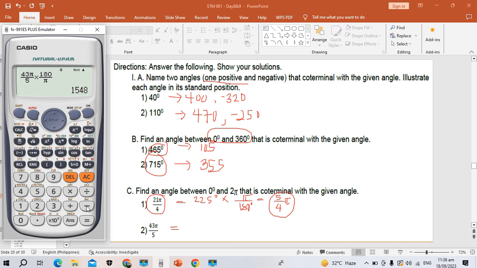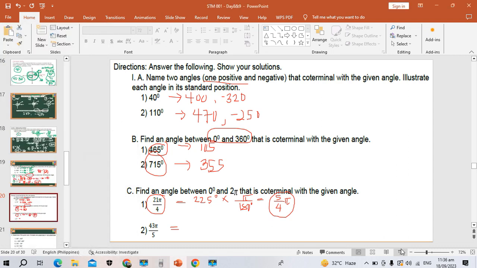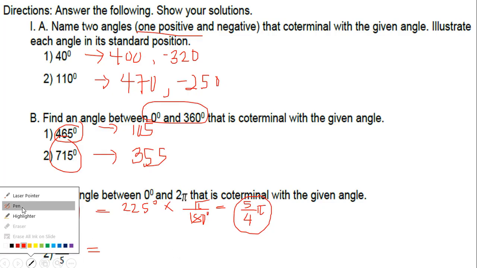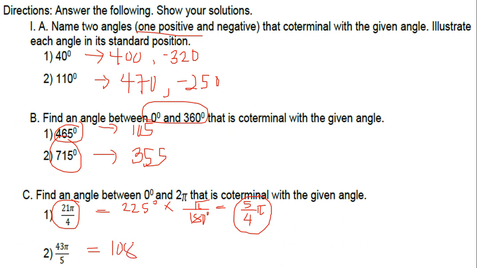So, minus tayo ng 1,548 minus 720 minus 360 minus 360. So, 108 is the final answer. So, 108 po yung answer natin doon. 108 degree times natin yung 108 degree again. Ito kasi naka-radian siya. So, pi and this is 180 degree.